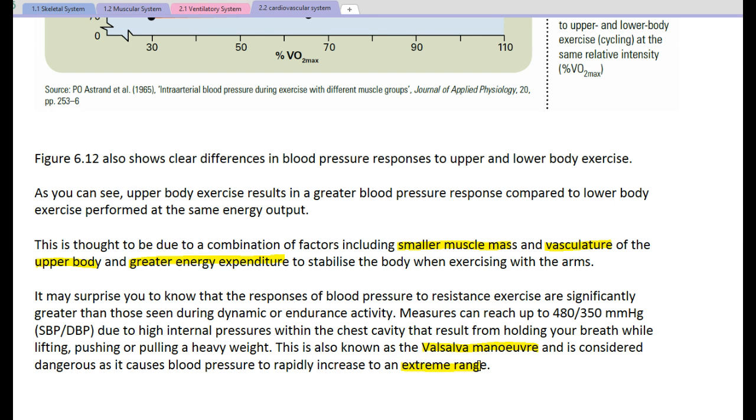Which is why healthcare professionals always recommend that we don't hold our breath while doing exercise. It is the body's natural reaction to take a deep breath and then hold it, and that actually does help protect the spine, but it does increase blood pressure quite drastically.